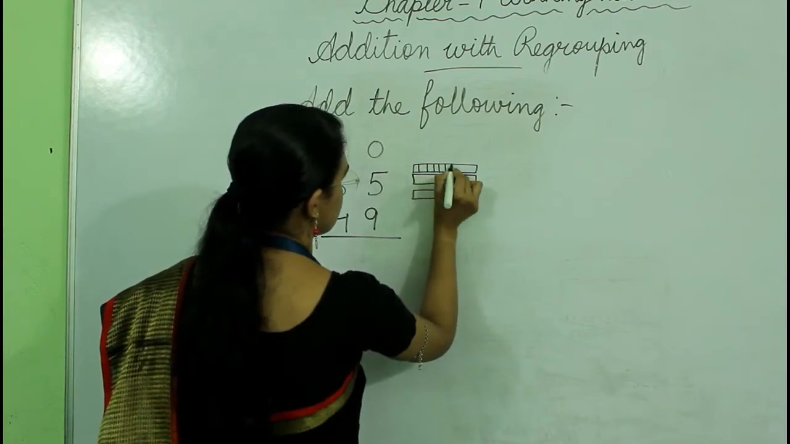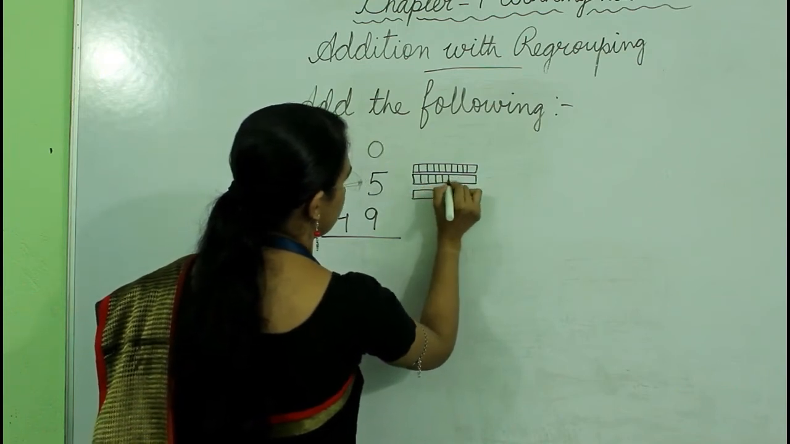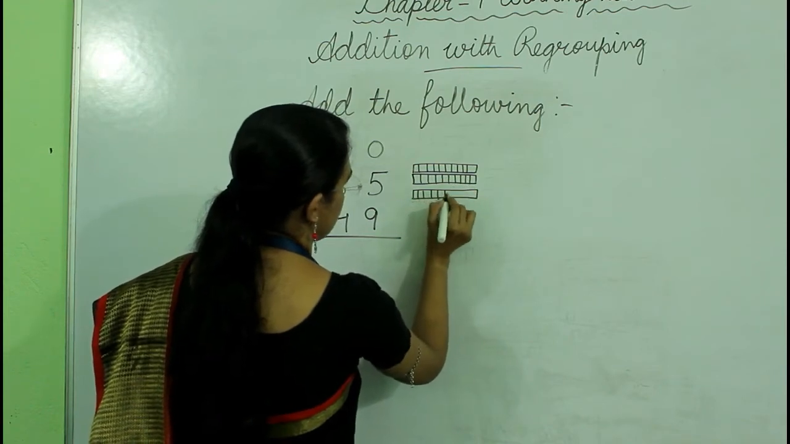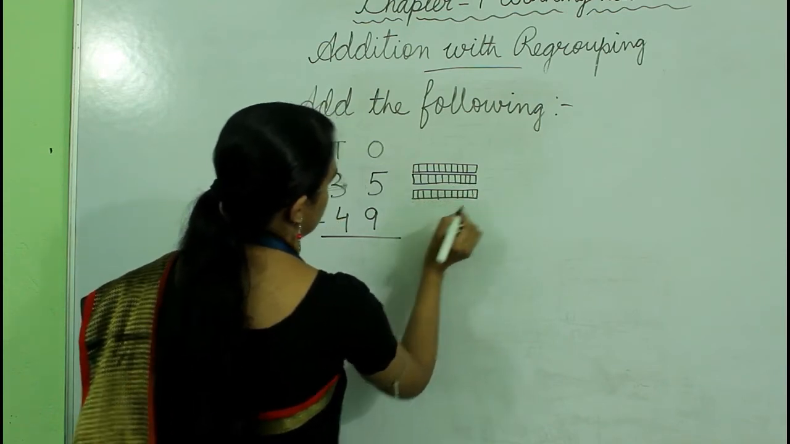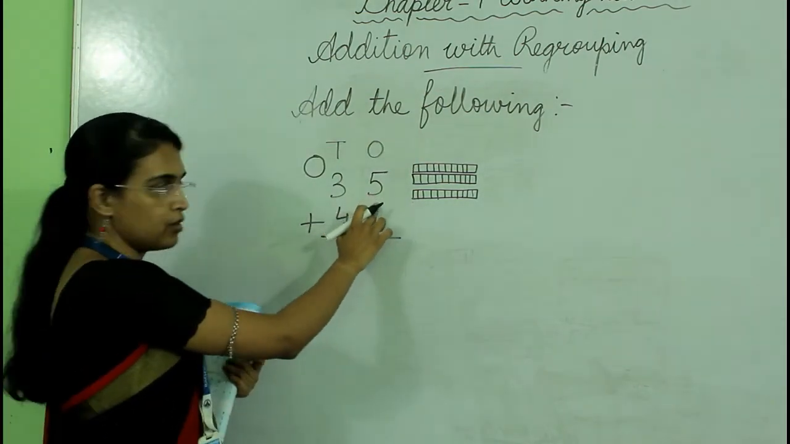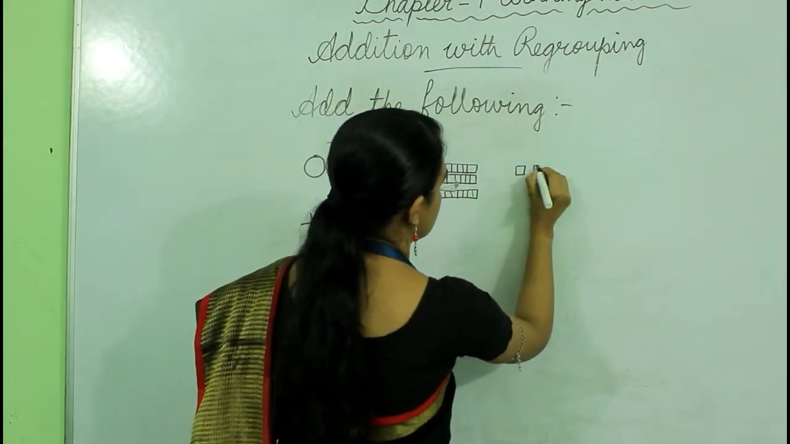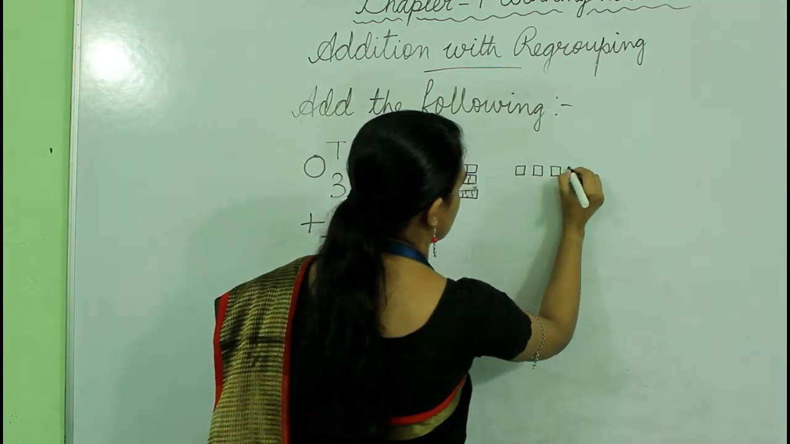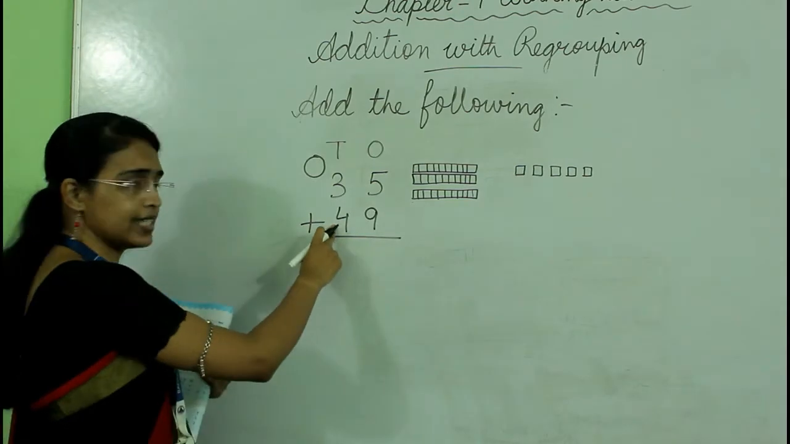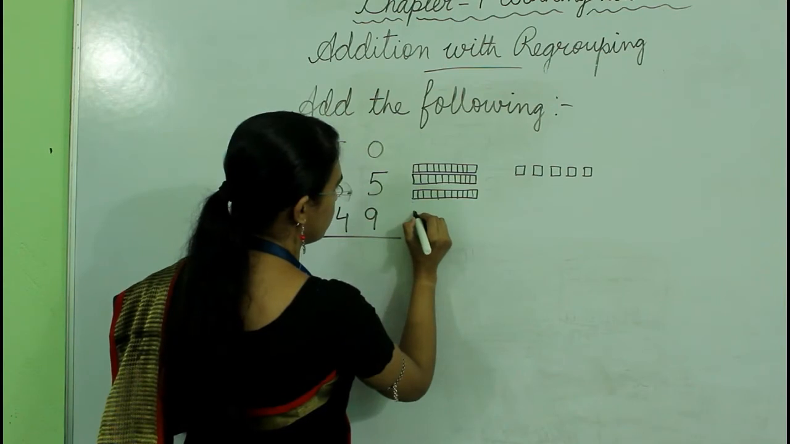1, 2, 3, 4, 5, 6, 7, 8, 9, 10. Now we have to put 5 blocks because it is in ones place. 1, 2, 3, 4, 5. Now this second digit, 4, is in which place? Tens place. So we have to draw 4 groups.